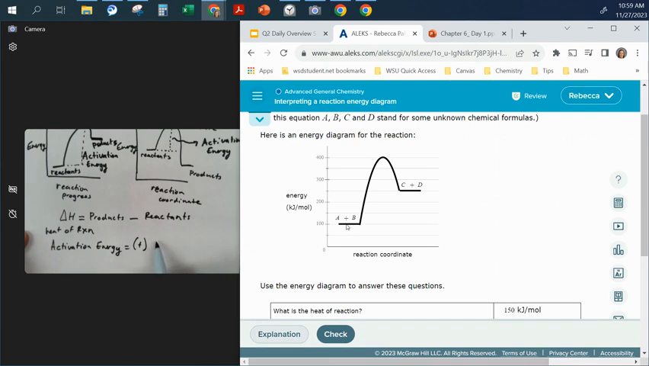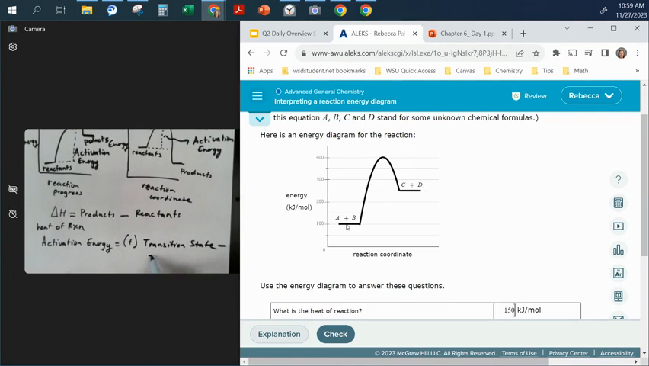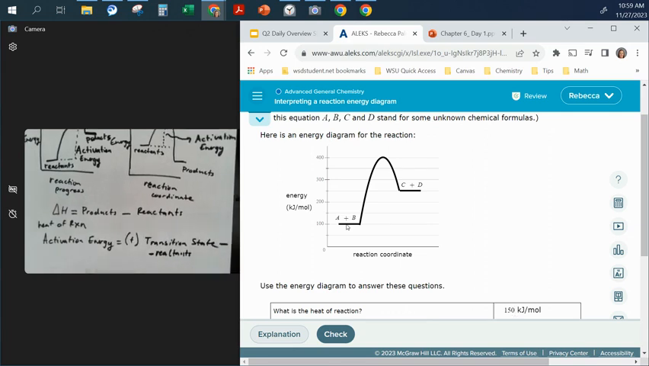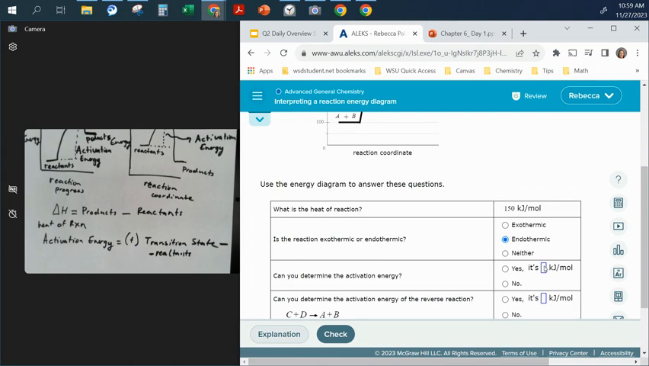So we're going to take our transition state, and we subtract our reactants. So it's just that gap between the topmost of our graph and where we started. Okay, so this one, the transition state is at 400, the reactants are at 100, so what is our activation energy? Good, so always put yes. Yes, I can calculate it. Don't put no, that means it's not looking at the graph. So yes, we can calculate it.